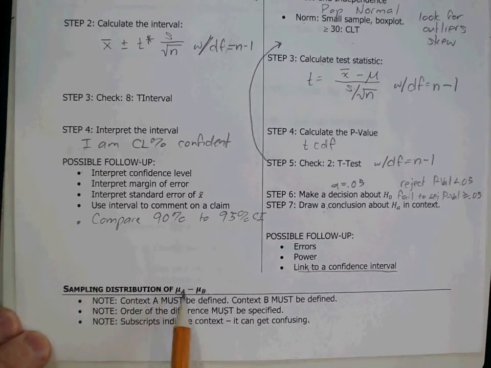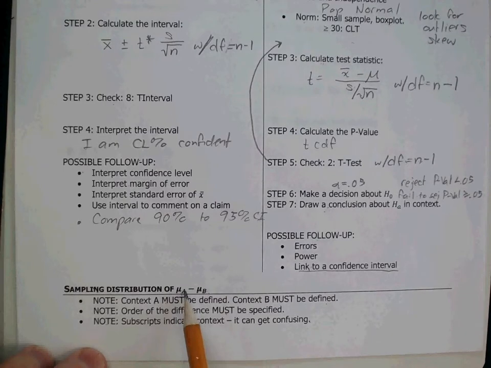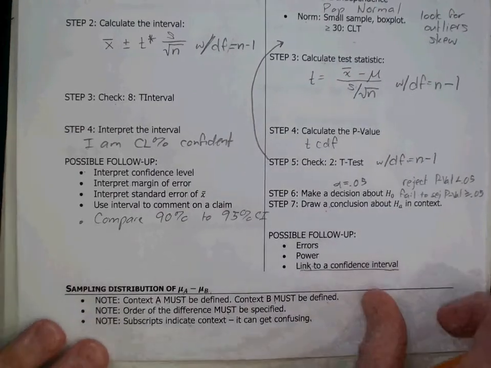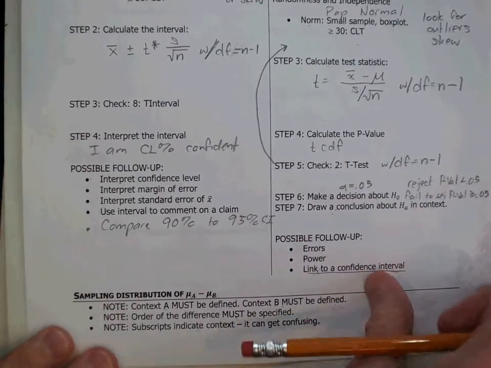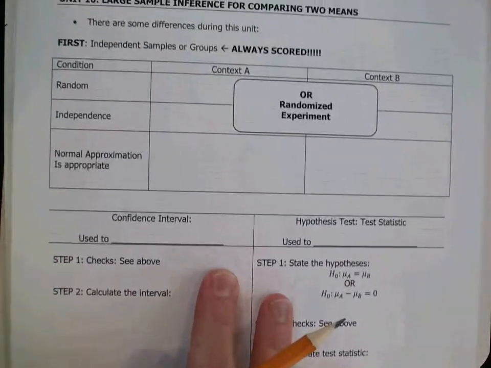Some things to note about the sampling distribution of mean in context A minus mean in context B. Note your context must be defined. The order of the difference must be specified. And the subscript can indicate context. That can be confusing. If you use a word, it's usually less confusing. So now, let's come over here.